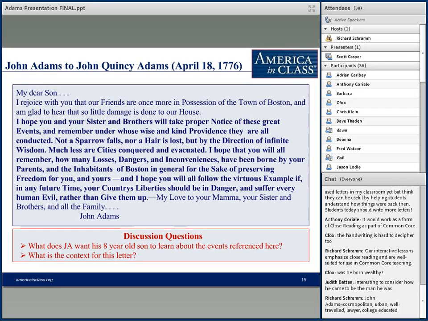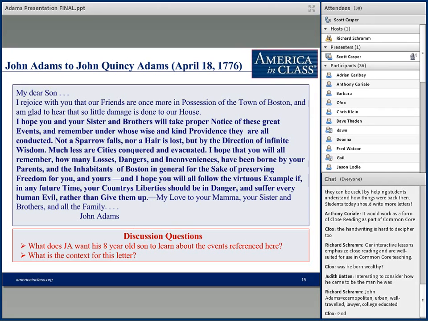So what do you notice in this letter? Go ahead and type some ideas into the chat room.